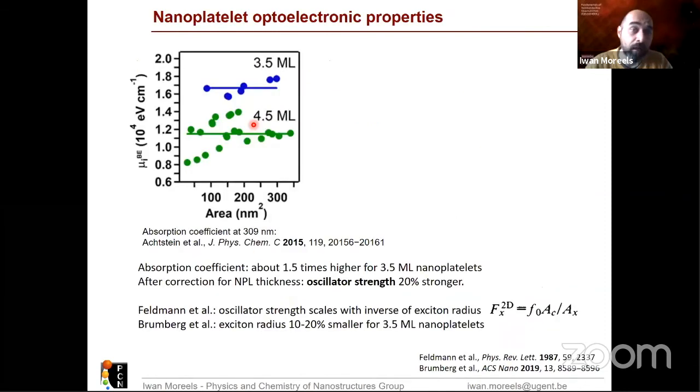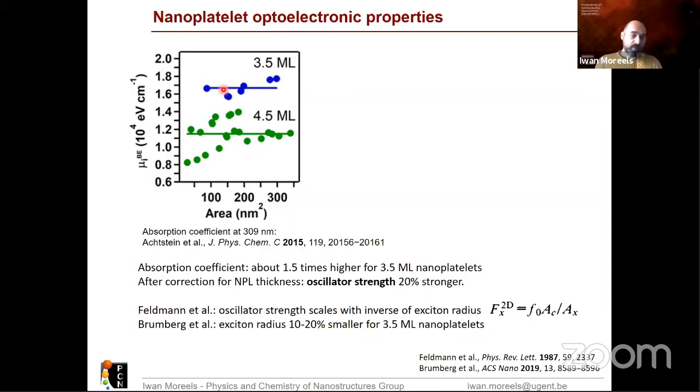Now we did this for nanoplatelets, and there we already saw one interesting aspect for these structures. Because when we then compare the bandgap absorption coefficient for many nanoplatelets of 4.5 monolayers, we see that they actually have a slightly smaller absorption coefficient than 3.5 monolayer nanoplatelets. The ratio is about 1.5. And like I said, after then correction for the volume, or in this case, the thickness of the platelets, we can calculate the oscillator strength. And from this ratio of about 1.5, you would see that you would have about 20% higher oscillator strength, 20% higher electron-hole overlap for these platelets.